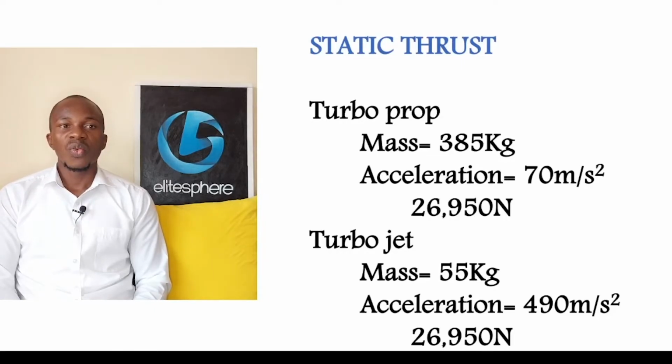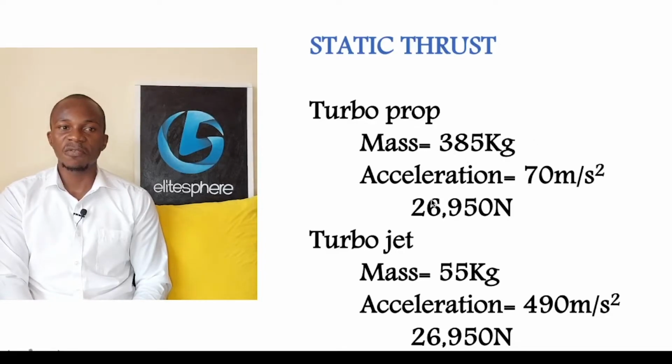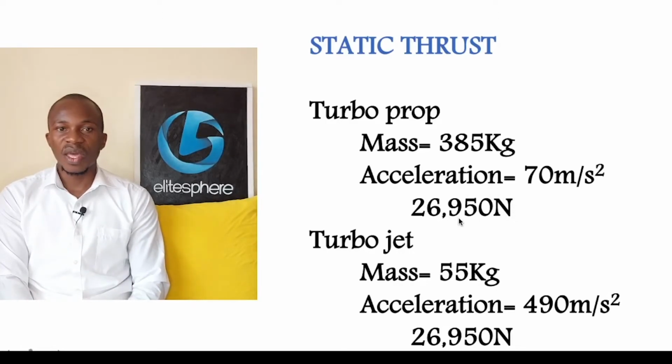We can have two different aircraft. We can have one turbo-propeller aircraft and one turbojet engine. On a turbo-propeller aircraft, we see a mass of 385 is being accelerated rearward. And we see the acceleration being imparted on this mass is 70 meters per second squared. If you multiply these two values, you get a force of 26,950 Newton. This is the force or the thrust being produced by this turbo-propeller powered aircraft.